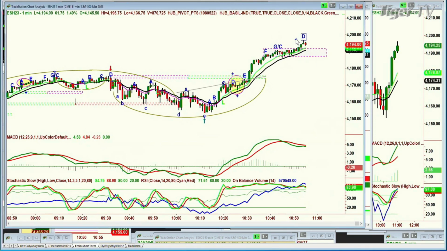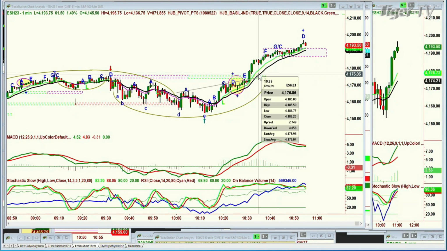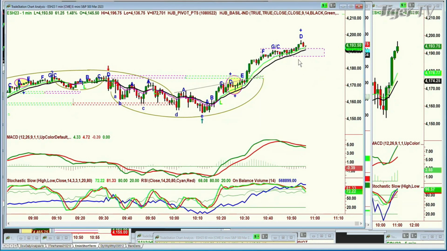So here we are. We're just making leg D, maybe a peak D, and that says on any pullback, this is a 1 minute chart. This is not a monthly chart, a 1 minute chart. It says that 4182, we're at 4194, 4182 area is going to be key support. 4181 actually is going to be key support in the near term.